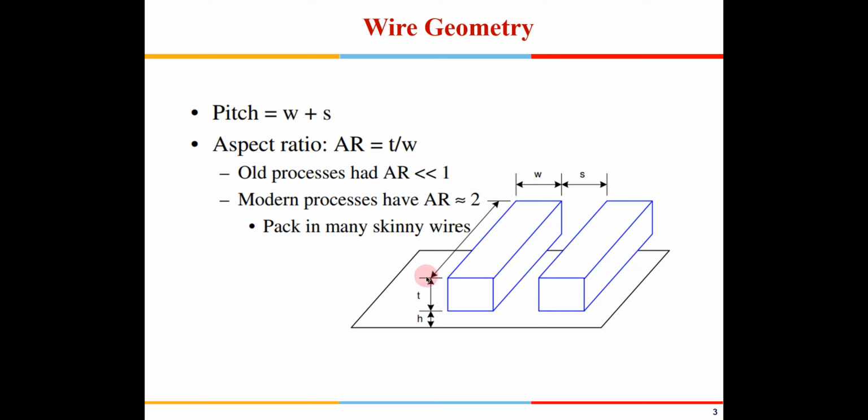Initially you had an aspect ratio less than 1. Now we have an aspect ratio close to 2. We are able to reduce the width because of better lithography, and with the technology moving towards sub-micron and coming towards nano scale, we are able to have very thin wires. Thin wires increase the packing density, and better routing can be done within a given limited space, provided we are able to draw the lines.